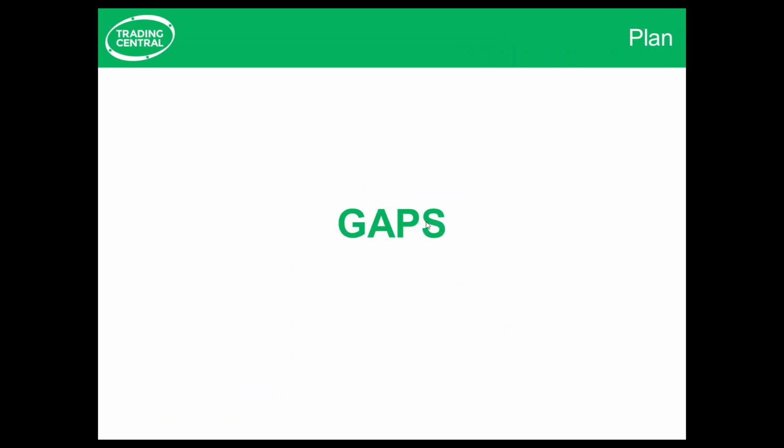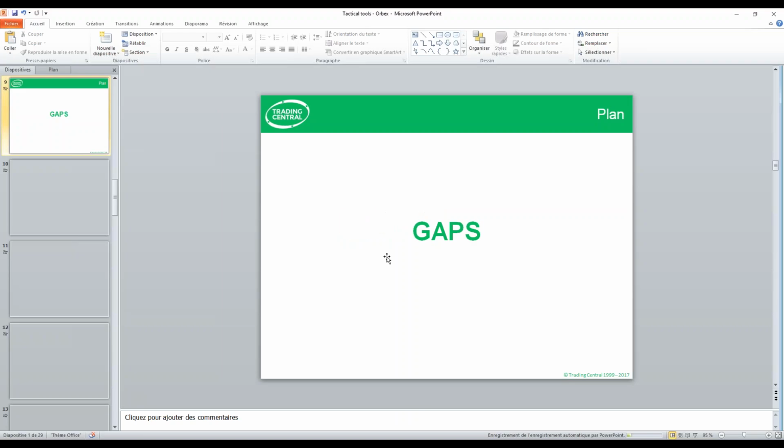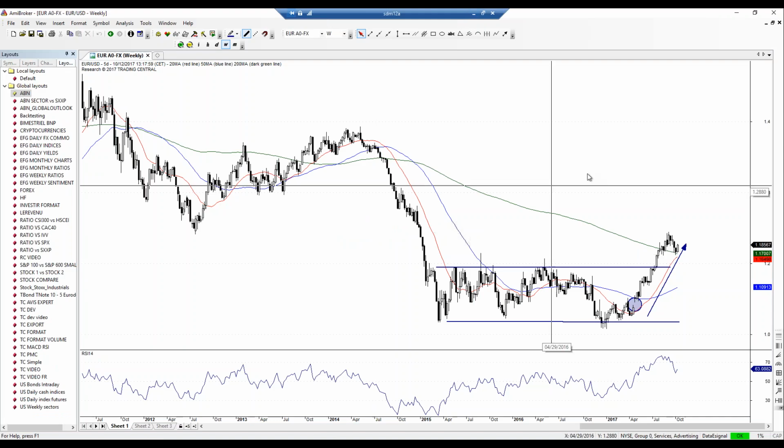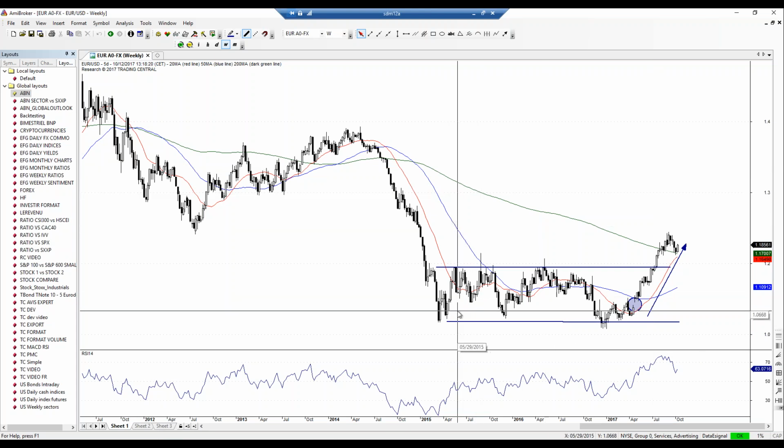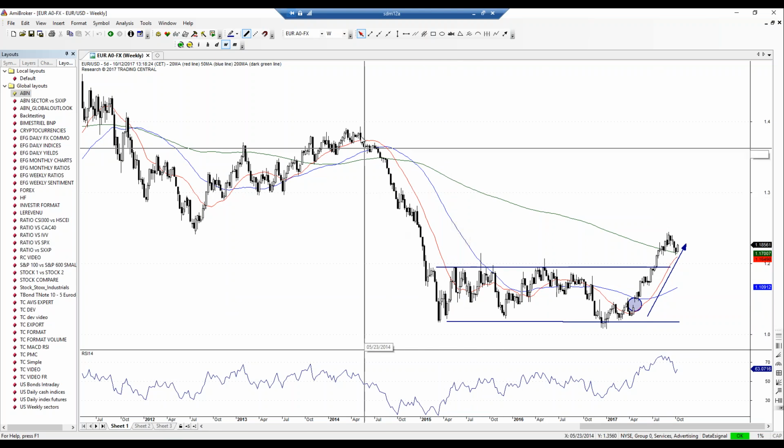Before we have a look at the gap, let me show you the charts of euro dollar. So you can see on my screen now, on my software, the chart of euro dollar over the last couple of years, since around 2012. And I would like to show you the accumulation phase and how long it can last. Have a look at this chart. This is the euro dollar.